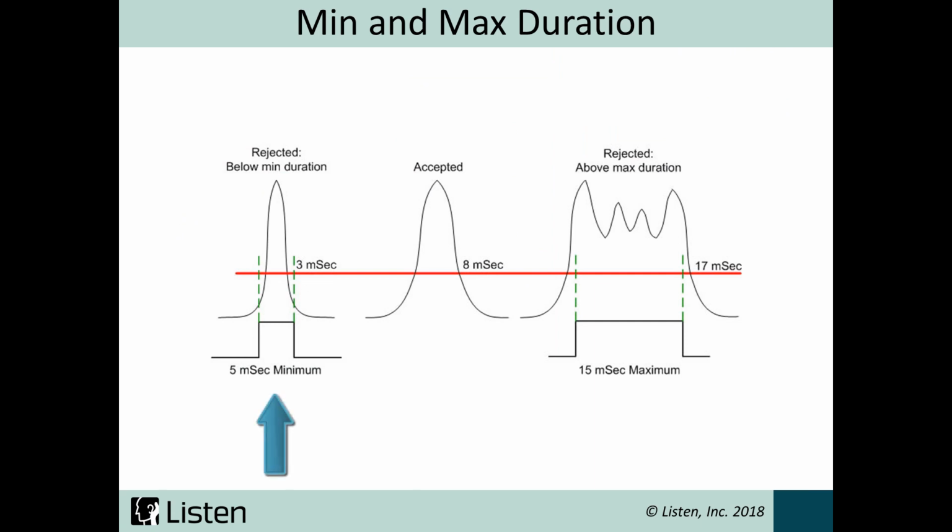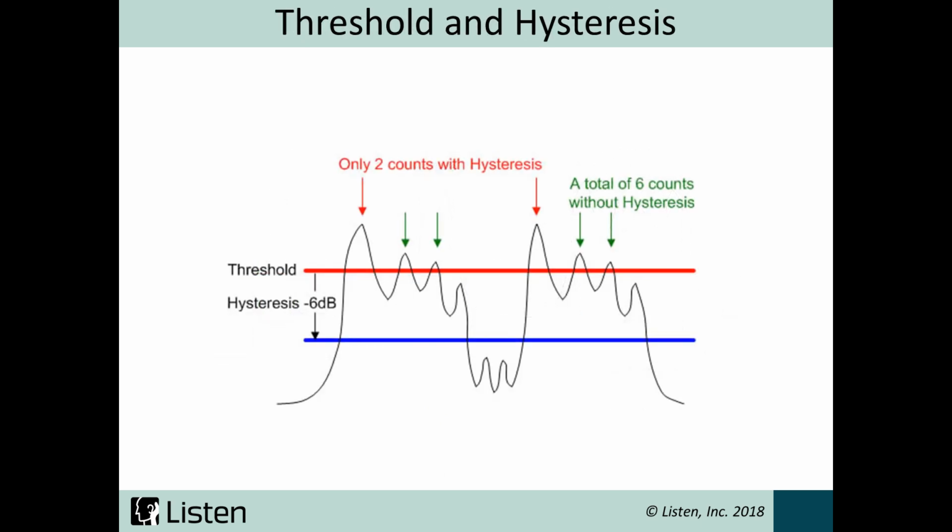This first transient is rejected. It's below the minimum duration. The second is between 5 and 15, so it's accepted. And the last one is rejected because it is above the max duration of 15 milliseconds. All peaks that exceed the threshold are counted as loose particles, as long as they also fit within the min and max duration.